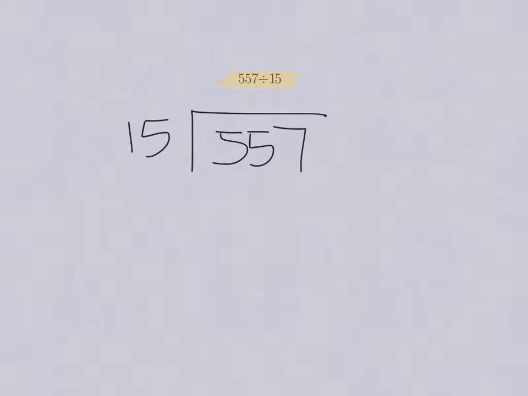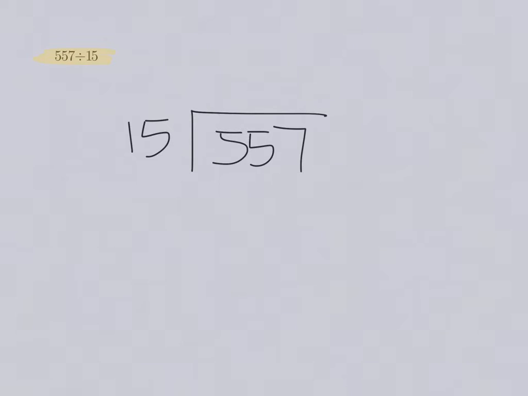So our first problem is 557 divided by 15. We talked about vocab in our previous video: 557, our first number, is going to get inside of the house, and that is our dividend. And then 15 is going to be outside of the house, so that will be our divisor. And then we are trying to solve and find the quotient.